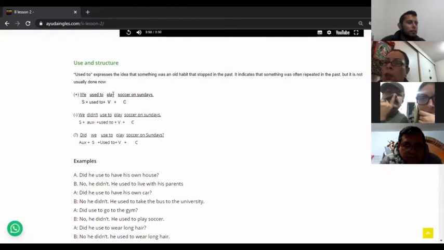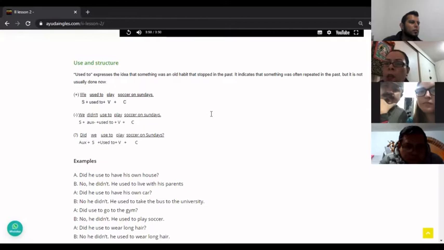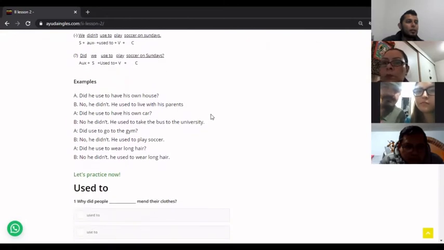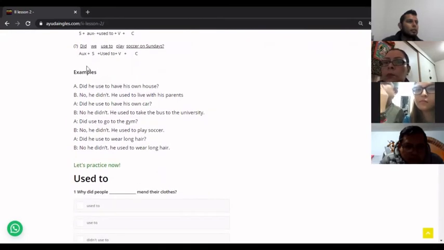Also here you have the structures that we have already seen in the video: subject, used to, verb in simple form, complement. For negative, we use the negative auxiliary. For questions, the auxiliary did, and used to in simple form. Do you have any questions about the use or the structures? No? Okay, very good. So let's start reading the examples.